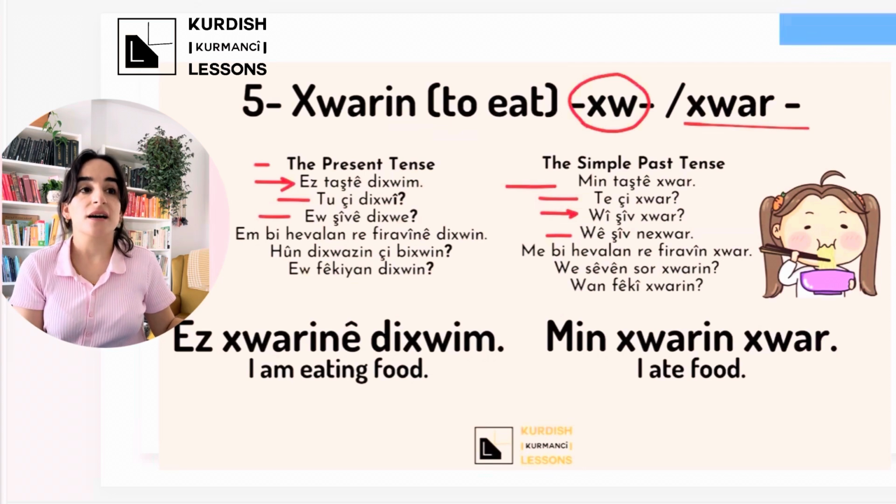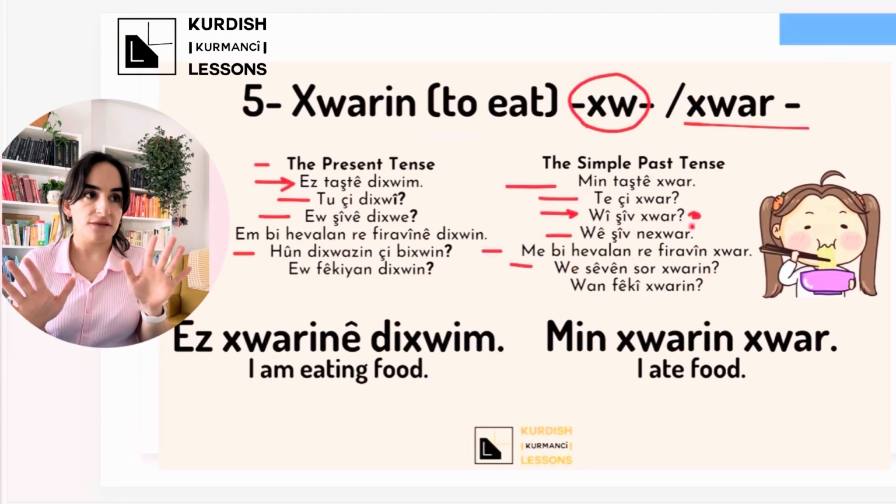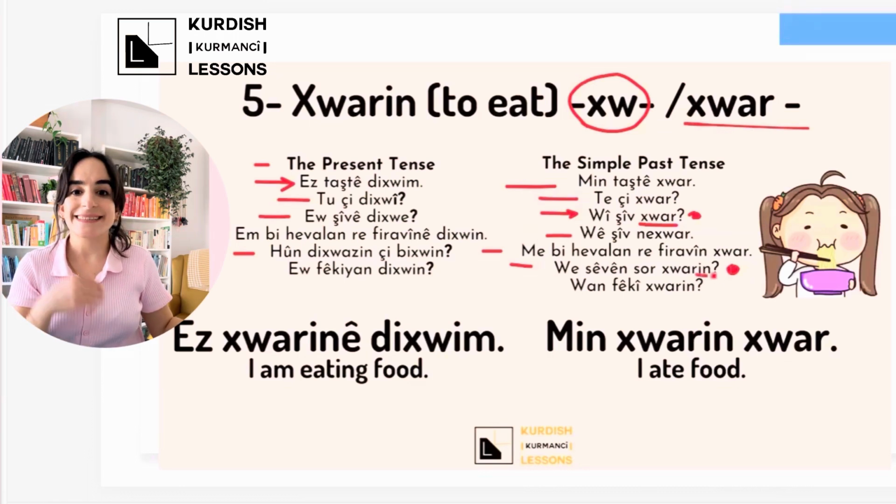Am bahavalanre fravine dukhon, we are having lunch with friends. In the past, ma bahavalanre fravin khwar. Hun dukhazn chu bukhon. In the past, like, did you have red apples? Did you eat red apples? So you see here, in this sentence, we shiv khwar, did he have dinner? Shiv is singular, only one dinner, the dinner. That's why the verb is just khwar. But here, wa seven sor khwaran, did you guys eat red apples? So many apples. That's why khwaran is plural, okay?